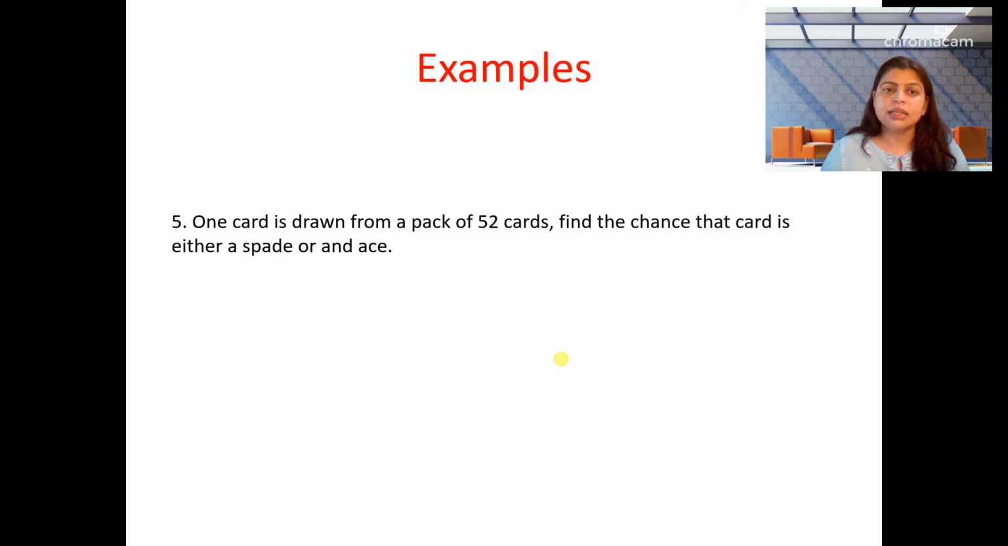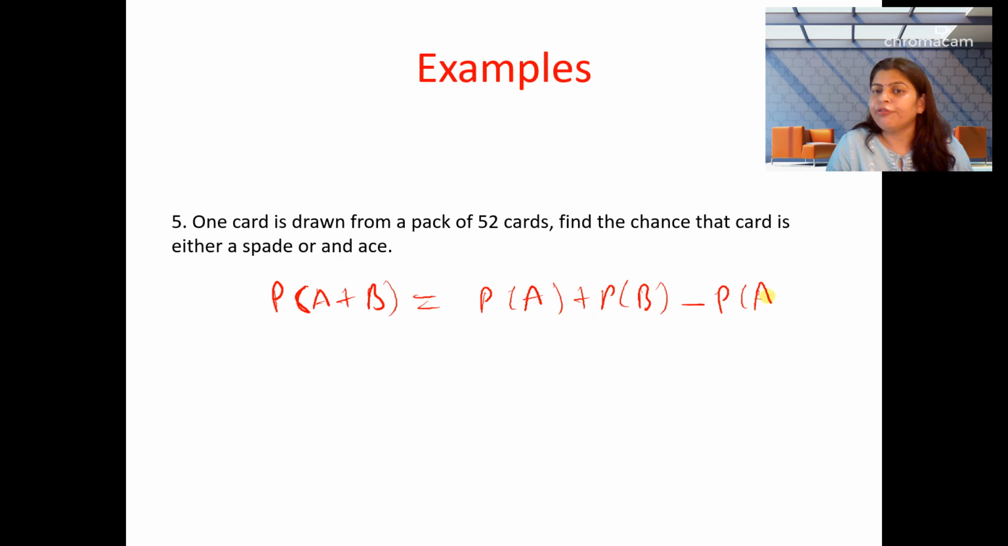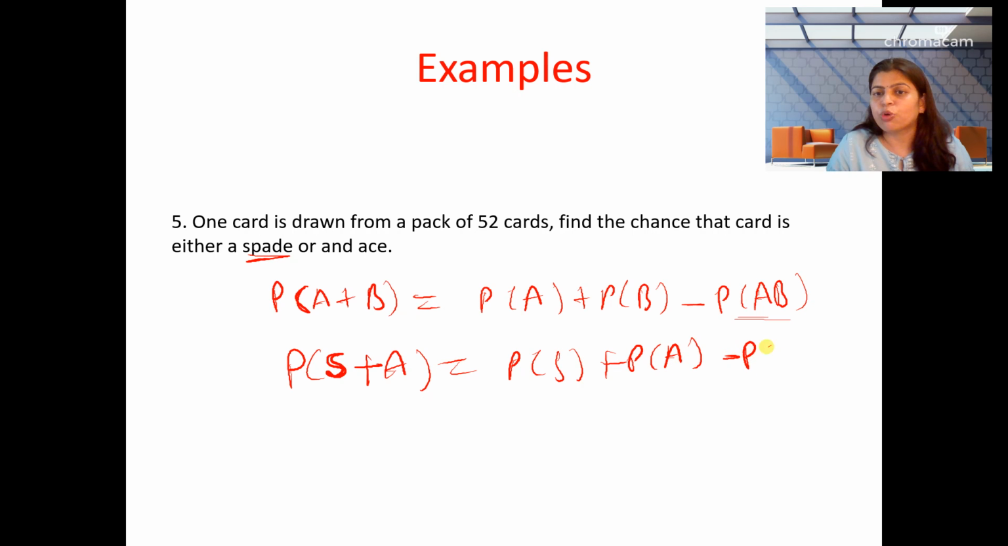Now last question is, one card is drawn from a pack of 52 cards. Then find the chance that the card is either a spade or an ace. So see, I will give you the point that when we have 2 things A and B, and we are interested in A or B, we write it this way: P of A union B is equivalent to P of A plus P of B minus P of A and B. And if those events are mutually exclusive, then this last term goes to 0. But here, just understand, we are interested in either a spade, so it may be a spade or an ace. So probability of a spade plus probability of an ace minus probability of a spade and ace.